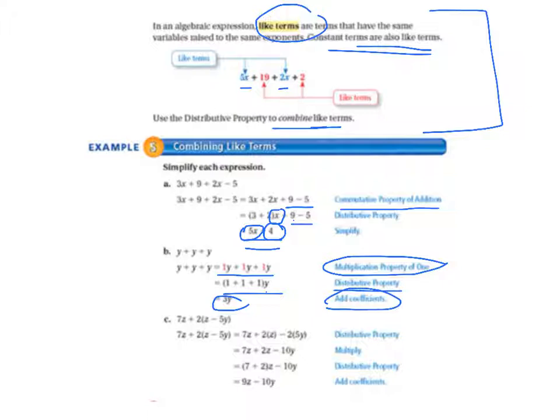Letter C gives us 7z plus 2 times z minus 5y in parentheses. When we use the distributive property, we take that 2 and we multiply it by everything inside the parentheses. So we have 7z plus 2z minus 2 times 5y. And then we multiply and we get 7z plus 2z minus 10y. And when we use the distributive property, we end up with 7 plus 2 in parentheses times z minus 10y. And we add the coefficients, and we get 9z minus 10y for our simplified expression.